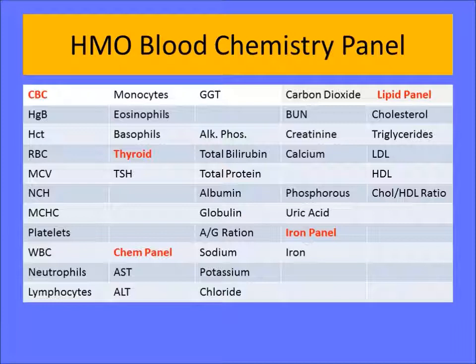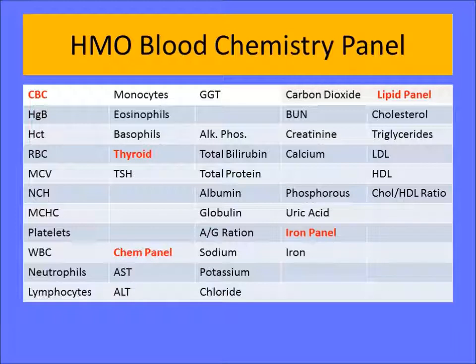Here's the HMO blood chemistry panel. As you can see, the total amount of tests are greatly reduced when compared to the comprehensive blood chemistry panel. Most people get some type of blood test with their annual physical examination. Unfortunately, very few people get the comprehensive blood chemistry panel that you saw on the previous slide. Instead, they get the HMO blood chemistry panel. This presents a lot of problems when you want a thorough diagnosis.